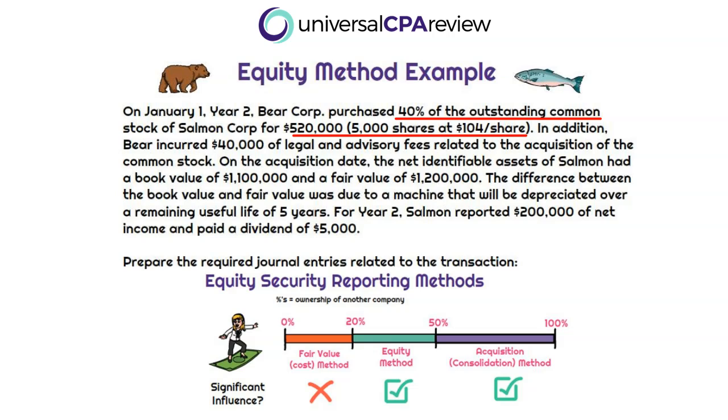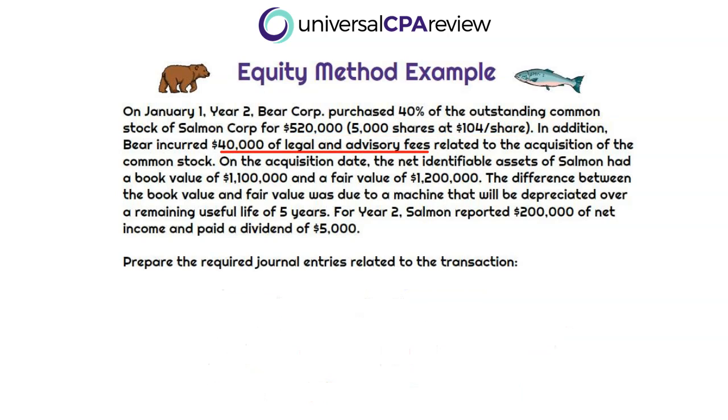So 40%, that is considered to be significant, right? That's between 20 and 50%. It doesn't say anything about significant influence not existing, so we're going to assume that the equity method is going to be used here. Now, as part of this acquisition, they also incurred $40,000 of legal and advisory fees related to the acquisition of the common stock. So those are direct acquisition fees. That's not part of our purchase price, but that will be capitalized onto the balance sheet for our overall total investment in investee. So we'll keep that in mind as we go through step 1.